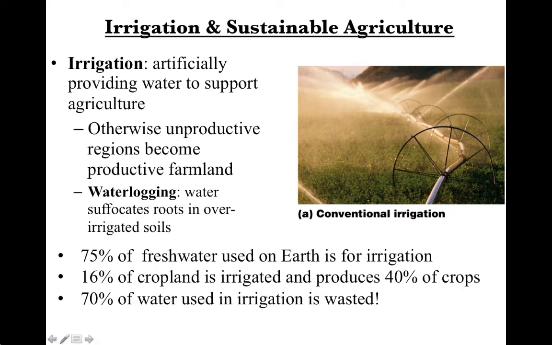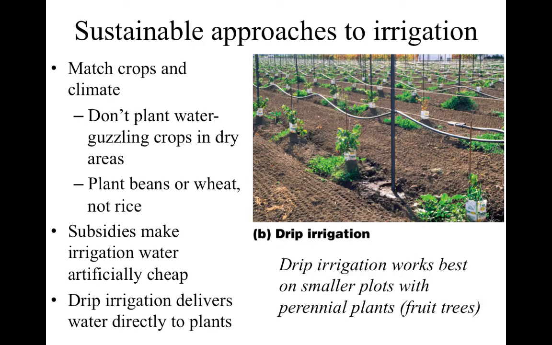And here's an interesting statistic. 16% of cropland is irrigated, but it produces 40% of the crop. So it will make any land more productive. And another negative or bad statistic is that in irrigation, 70% of the water is wasted. In a sprinkler such as the one shown here, when it sprays out, a lot of the water evaporates instantly before it hits the ground, and the majority of the water that does hit the ground actually just gets into the soil between the rows of crops and does not wind up reaching the roots of the crops.